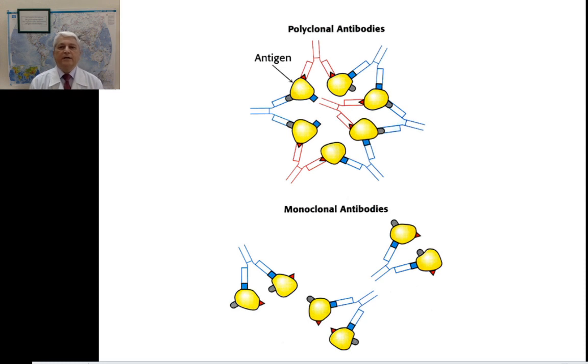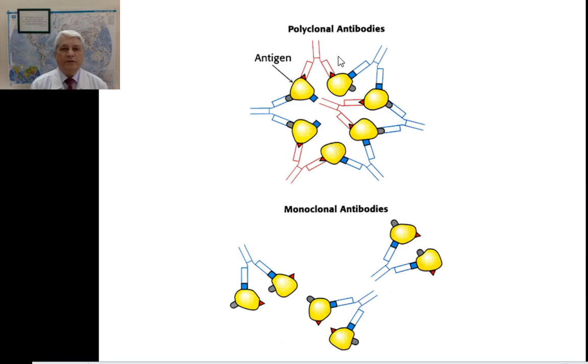Let's go on. Now we must write two definitions. We must explain what are polyclonal antibodies and what are monoclonal antibodies. On the pictures you see antigen with different antigen molecules on the surface, and by blue and red color you can see different antibody molecules. Now please write polyclonal antibodies.